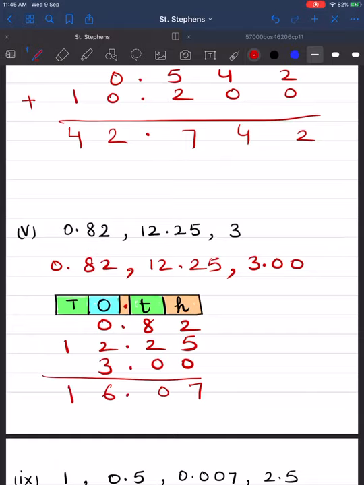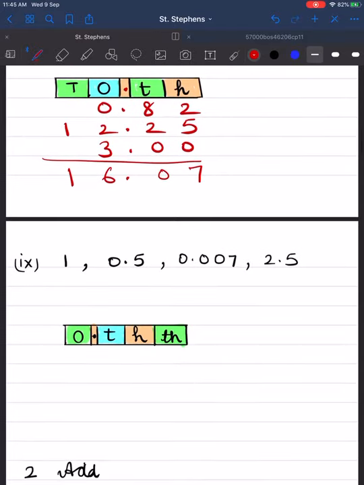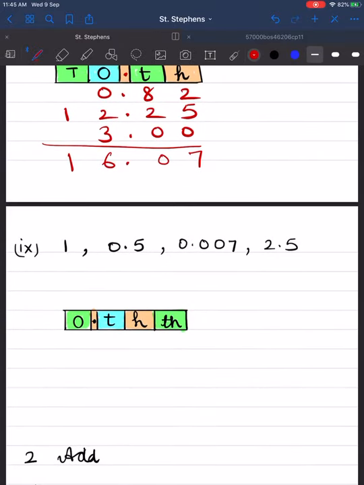Ninth part. Now let's convert the given decimals into like decimals having three decimal places, because it is the maximum number of decimal places in the given decimals. So here we get 1.000, 0.500, 0.007 and 2.500. Now let's arrange them in the place value chart.